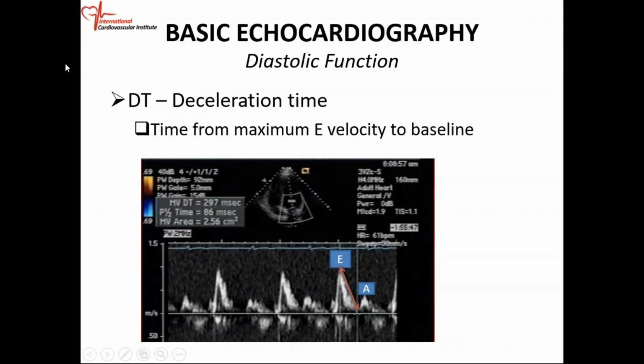Okay? So again, your deceleration time, so this portion will be the acceleration where it goes up, deceleration where it goes down. We commonly measure deceleration time because it gives us an insight into diastolic function and dysfunction. Again, deceleration time is time from the maximum E velocity to the baseline, or from peak E to baseline.